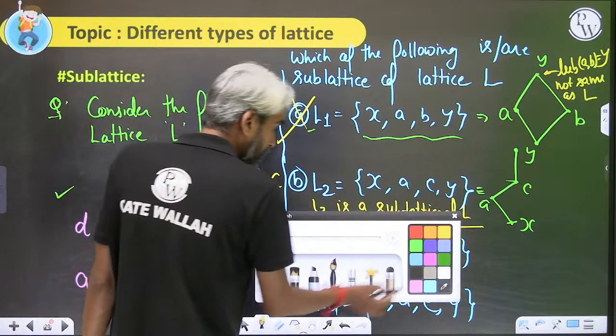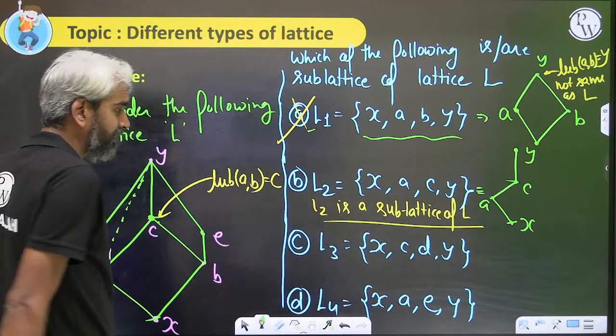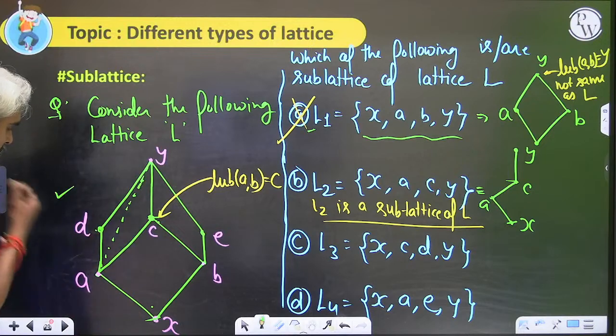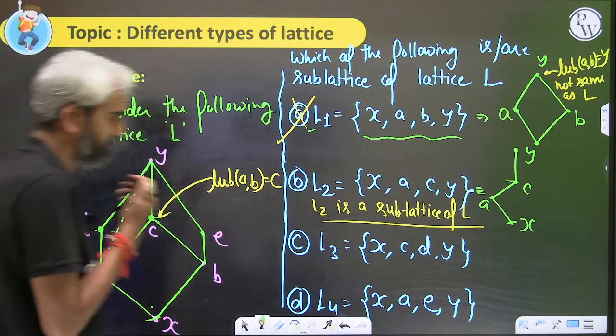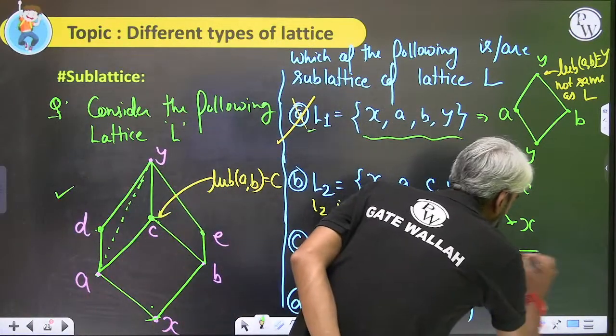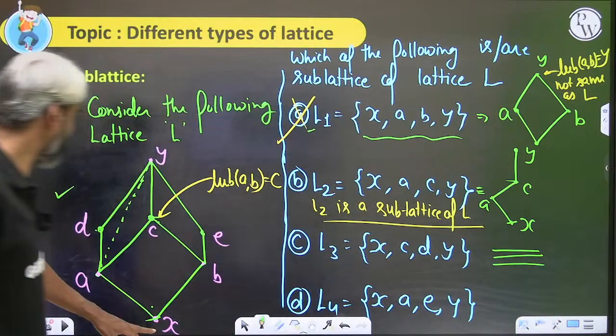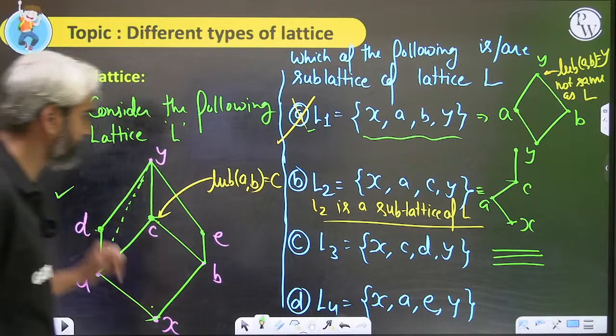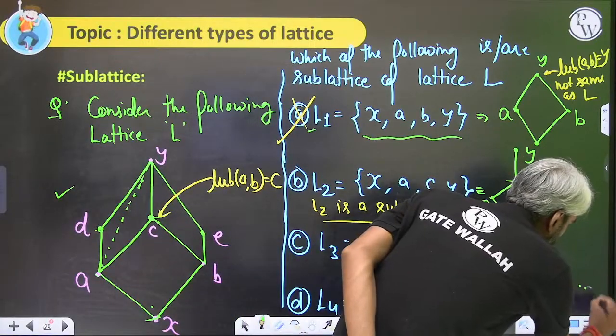Okay, let's look at the third one. X, c, d, y. X relates with c. Does x relate with d? Yes. X relates with a and a relates with d. Therefore, x relates with d.